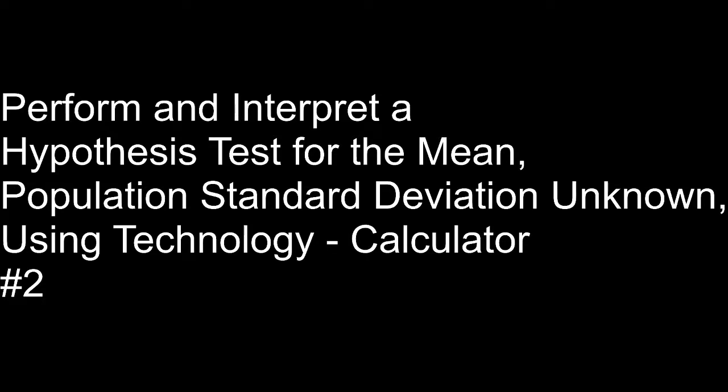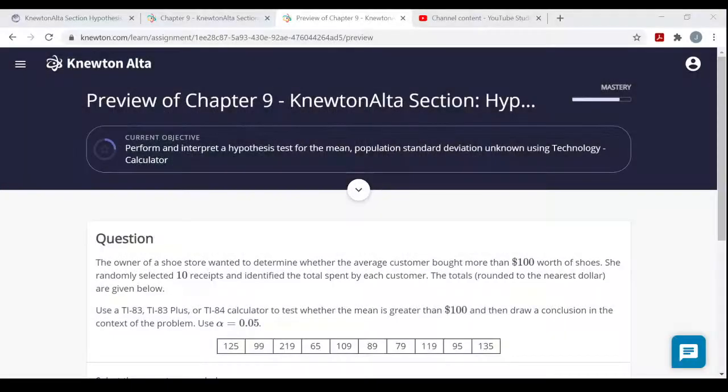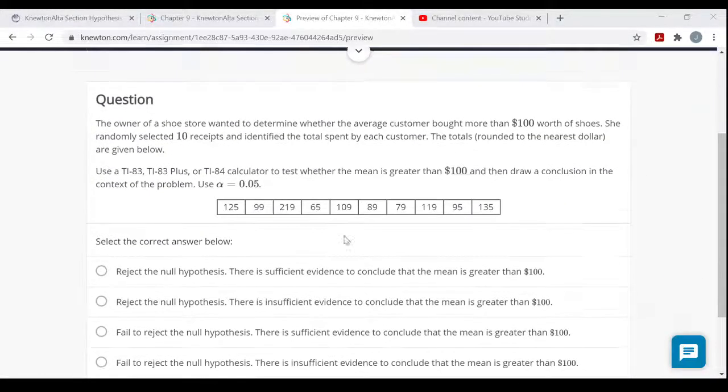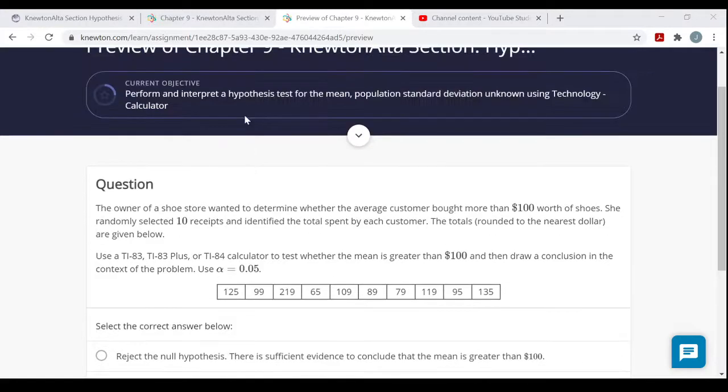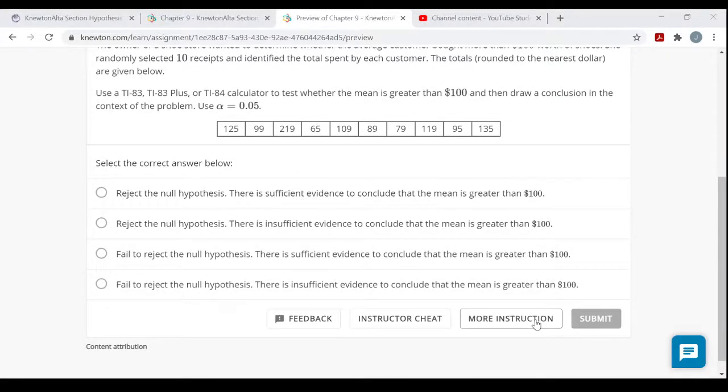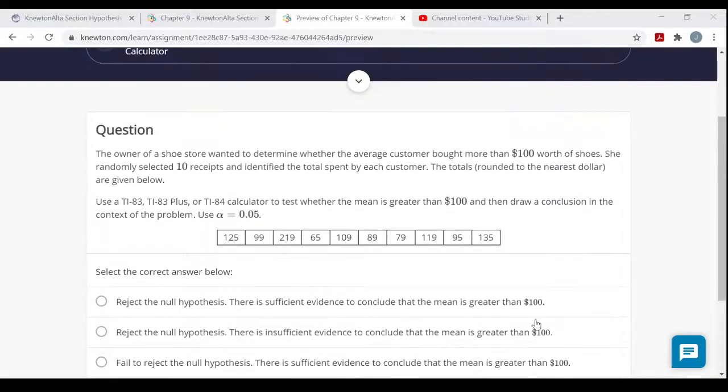This is also the second video I'm doing on this, so if you want to go back and watch the first one, hopefully you have, you can see how to do a one mean hypothesis test with sigma unknown, a t-test, on your calculator. Here's the next question related to this objective from your Newton Alta homework. Again, if you want to see how they instruct you, click on more instruction. Look at their videos, their notes, their examples. Hopefully they help you out.